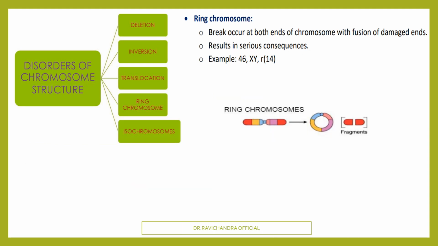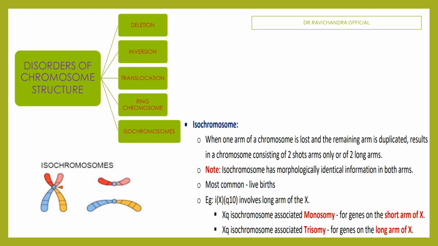Coming to ring chromosome, breaks occur at both ends of the chromosome with fusion of the damaged ends, and it results in serious consequences. You can appreciate the ring chromosome in the picture. Isochromosome: when one arm of a chromosome is lost and the remaining arm is duplicated, resulting in a chromosome consisting of two short arms only or two long arms, it is called an isochromosome. Isochromosomes have morphologically identical information in both arms, most commonly seen in live births.